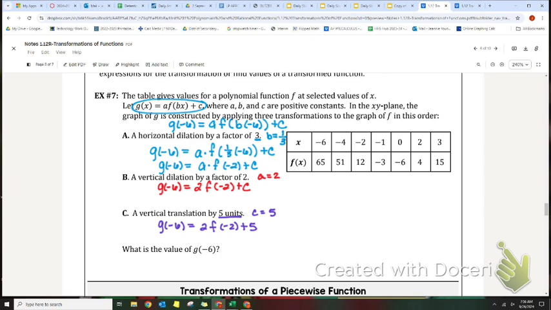And then finally it says to find the value of g of negative 6. So for that, we're going to come over to our table. All we need now is f of negative 2. And we know that f of negative 2 is equal to 12. So I'm going to plug that in. So we know that g of negative 6 is equal to 2 times, we said f of negative 2 was 12, plus 5. So 24 plus 5, which is 29.